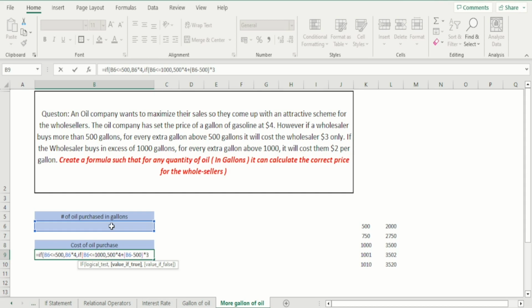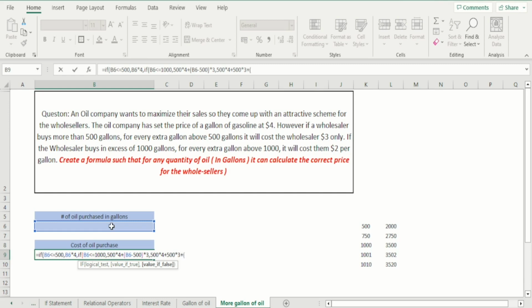All right. And then we come to the final part of the formulation. So what if this condition also fails? Which means the quantity is greater than 1,000. If the quantity is greater than 1,000, then the way we would want to formulate is that the first 500 gallons goes at $4 a piece. The next 500 goes at $3 a piece.